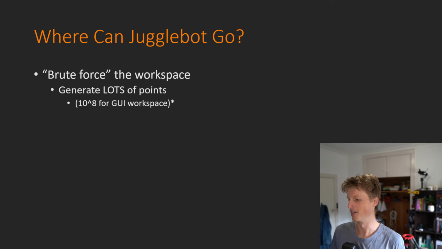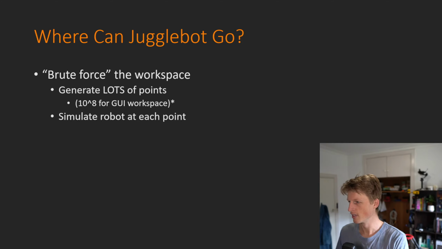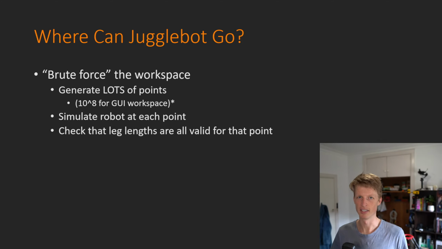It took a good little while to run that on my computer. And simulate the robot at each point, and then check that the leg lengths are valid at that point. And if they are, then great, then they're good. And if they're not valid, then it's an invalid point.